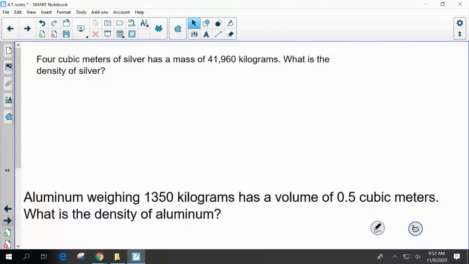Okay, so the next question is talking about 4 cubic meters of silver has a mass of 41,960 kilograms. What is the density of silver? So on top of this question, I wrote in there density. We're going to do the formula for density. Anybody remember it? It's something divided by something. Mass divided by volume. So density equals mass divided by volume.